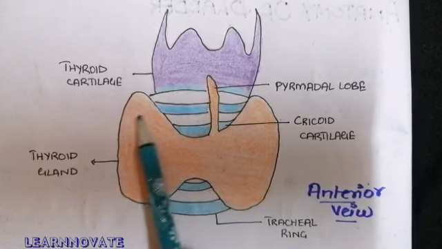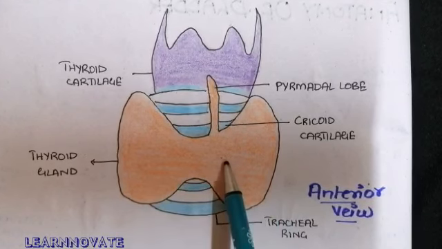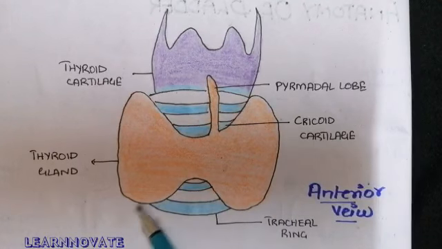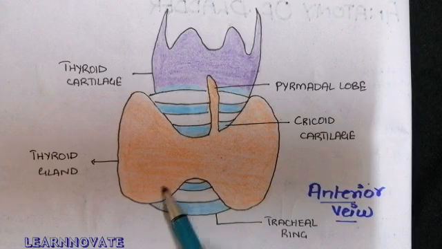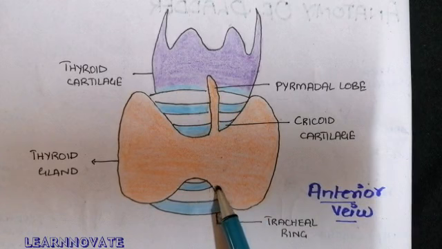Now coming to the shape of the thyroid gland, a pyramidal shaped thyroid gland is present anteriorly in the neck, and it is posterior to the sternohyoid, sternothyroid and omohyoid muscles. This whole gland is located in the visceral compartment of the neck, and it is covered by the pretracheal layer of deep cervical fascia.